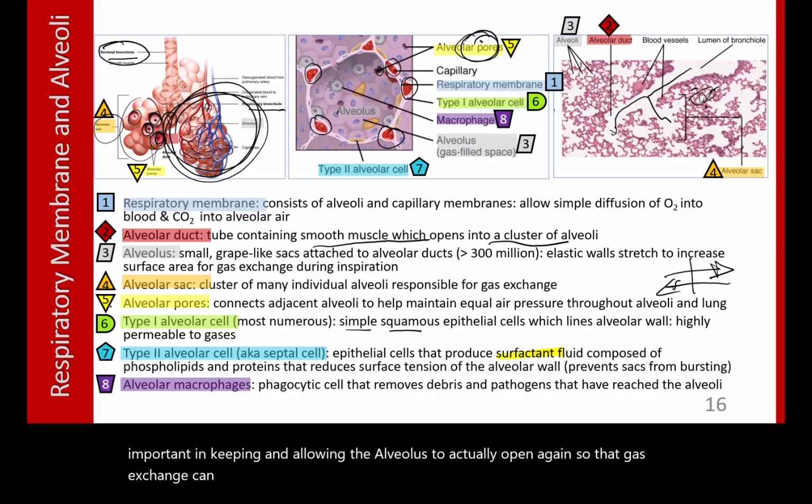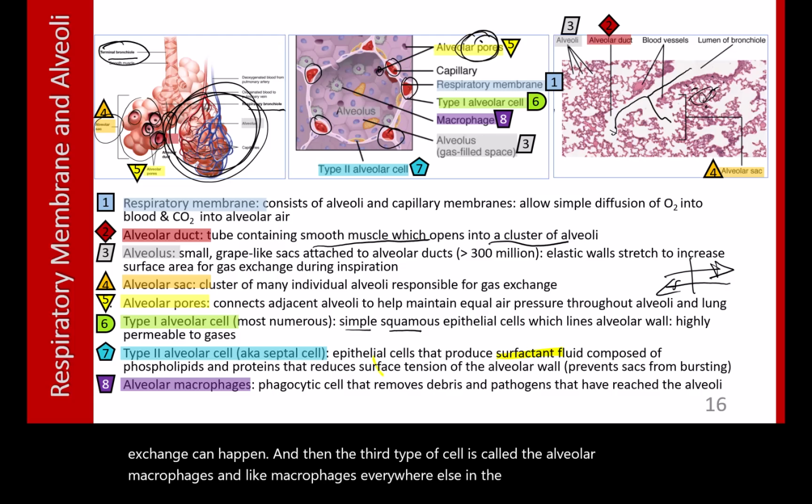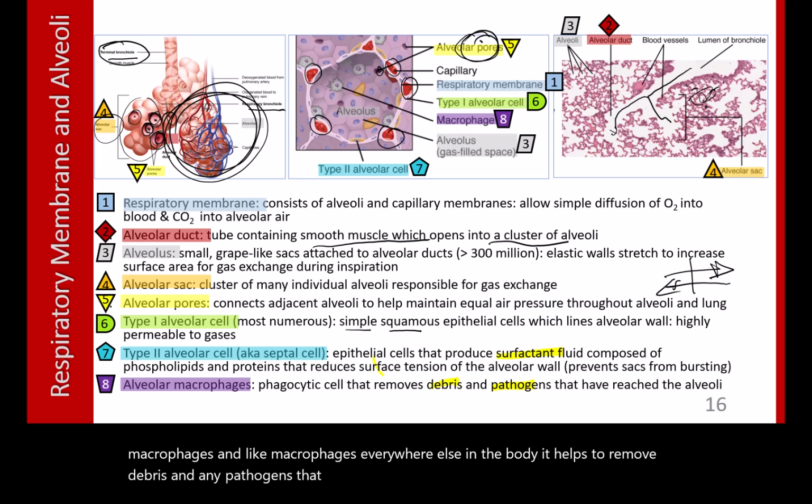And then the third type of cell is called the alveolar macrophages. Like macrophages everywhere else in the body, they help to remove debris and any pathogens that have made it down into the alveoli. So they're phagocytic: they trap debris, trap pathogens, and then destroy them.